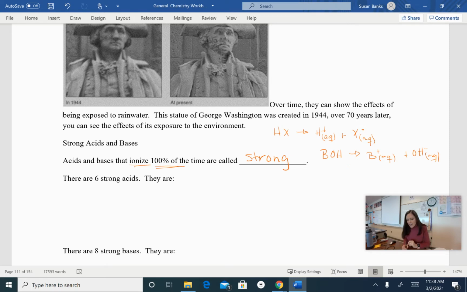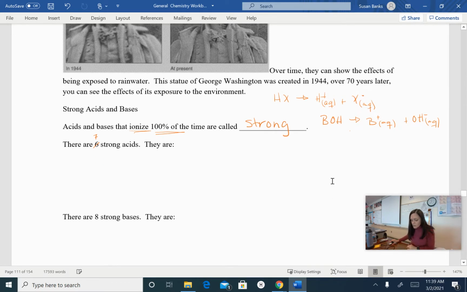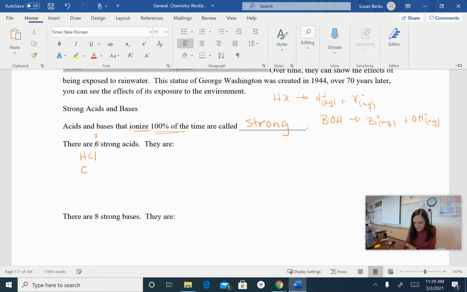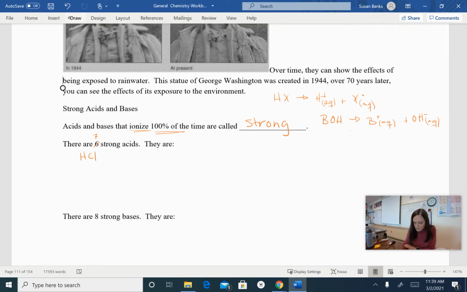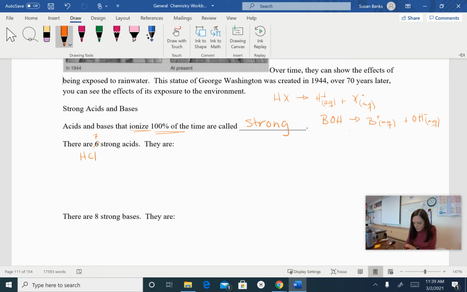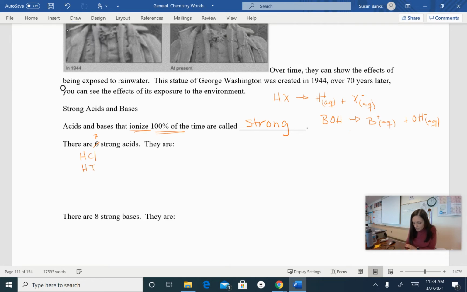Okay, there are actually 7 strong acids. So let's get into those really quick. Those strong acids are, there's 3 binary ones. There's hydrochloric acid, hydroiodic acid, hydrobromic acid. Those are the 3 binary 2-element acids.